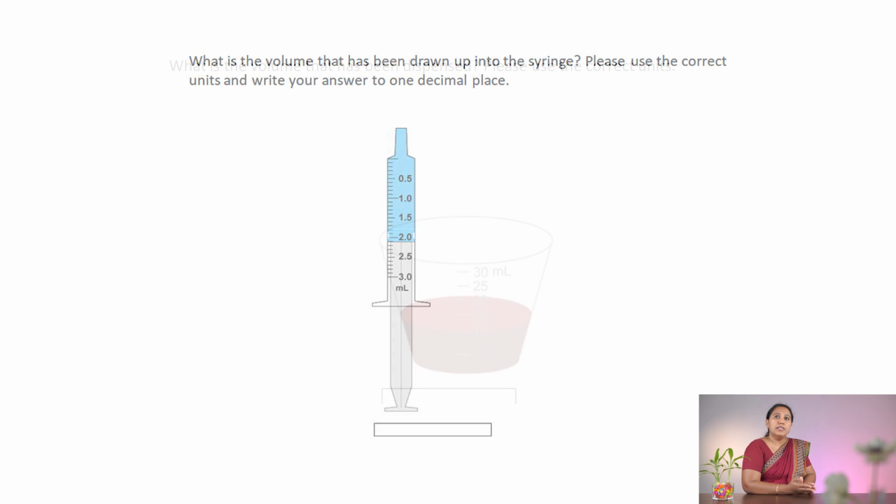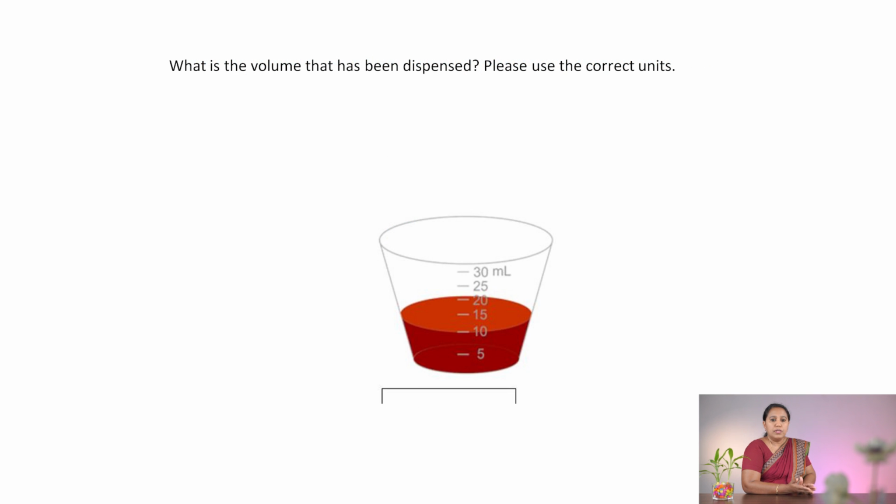Now the next one is measuring the correct dose. In this cup, as you can see, they have filled a liquid form of the medication. So what is the volume that has been dispensed? Again you have to check how many ml it is. It is correctly shown in the picture, it is 10 ml. So this is what you will have to write according to the correct unit. So measuring as well as mentioning the correct unit is what they are going to check.